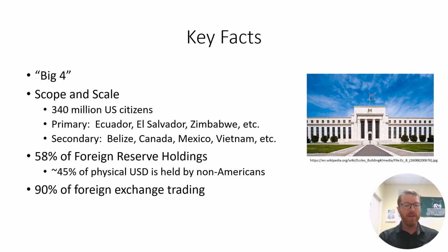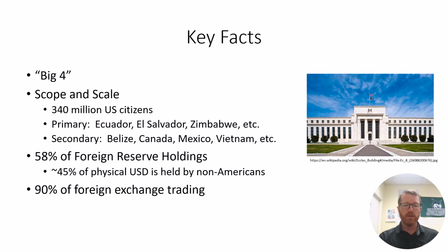While we have about 340 million citizens in the US using it on its own, there are various countries such as those listed there, Ecuador, El Salvador, Zimbabwe, that use the United States currency as their primary currency. Part of the reason for that is the United States system works really well. So if you're a country like Zimbabwe that's had major problems with hyperinflation, it's really attractive to just use a different currency. And they've chosen the United States currency because of its economic power.